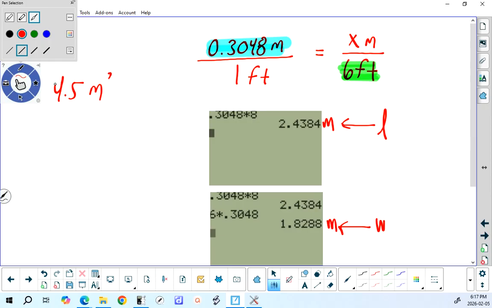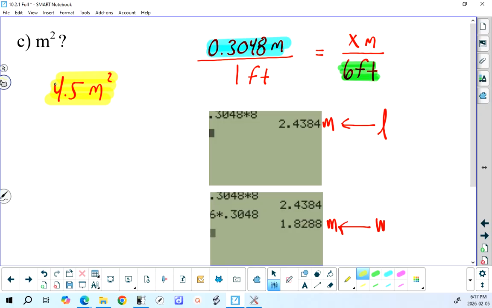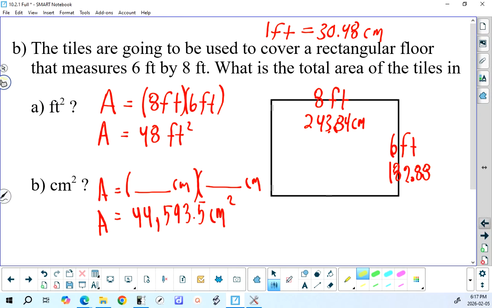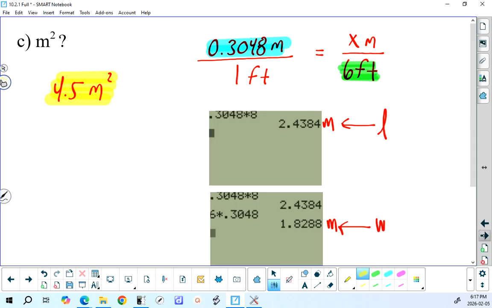And it's approximate because I'm rounding, but we can't carry all the decimals all the time. I don't want to write down a whole bunch of decimals just because they're there. I think it's okay to round it. So the answer to the third part of part B is 4.5 square meters. If we go back and just look at this briefly, 48 square feet, 44,593 square centimeters, and 4.5 square meters are all the same area.